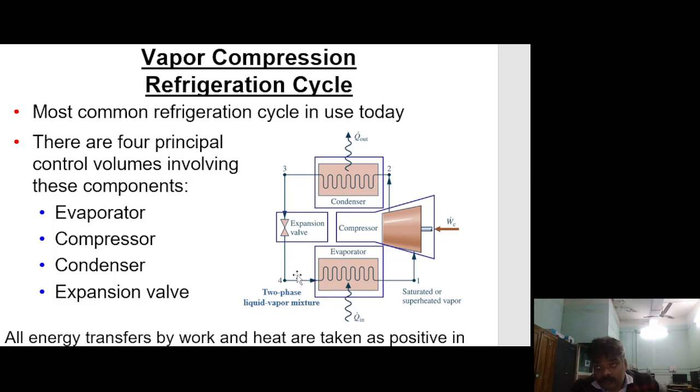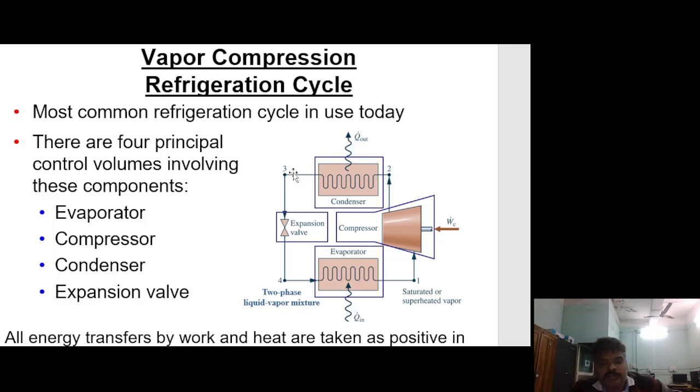Suppose you are using inorganic refrigerant ammonia or organic refrigerant R12, and after the evaporation, low pressure vapor is supplied to the compressor where compression takes place. Due to this, temperature and pressure rise. In the condenser, what will happen? Heat rejection takes place. Due to this, vapor gets converted into liquid.